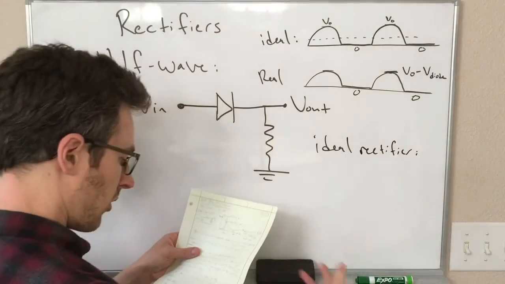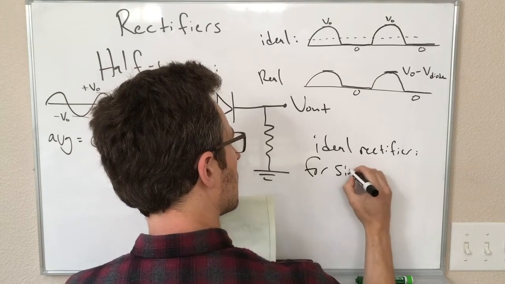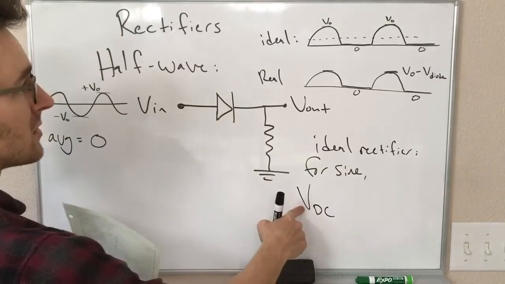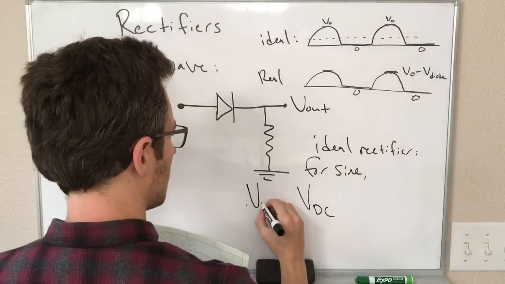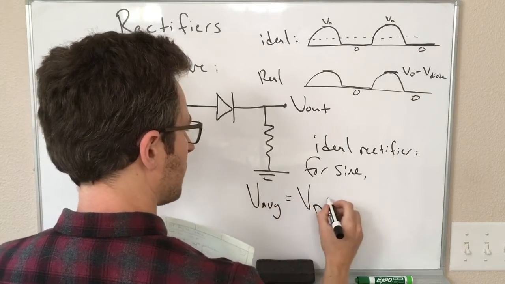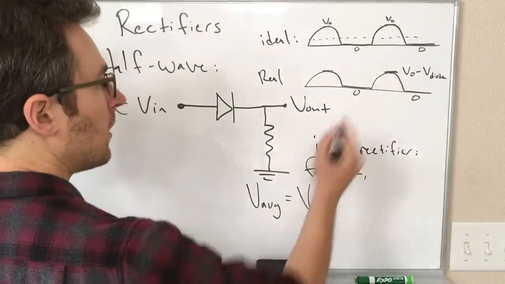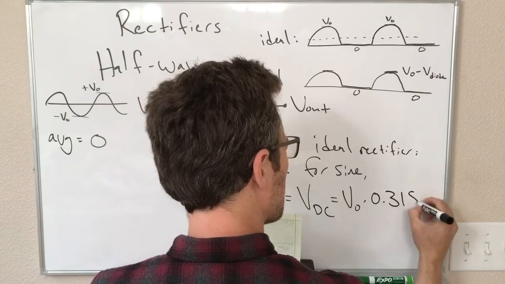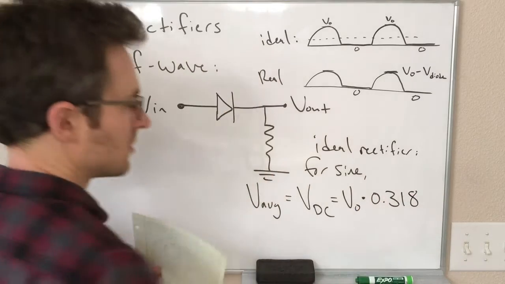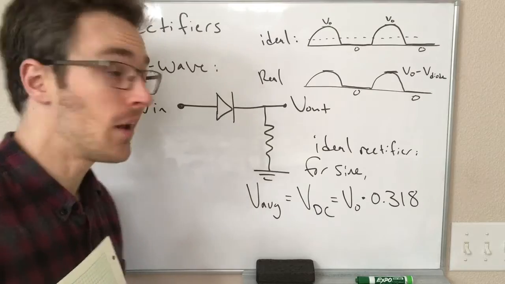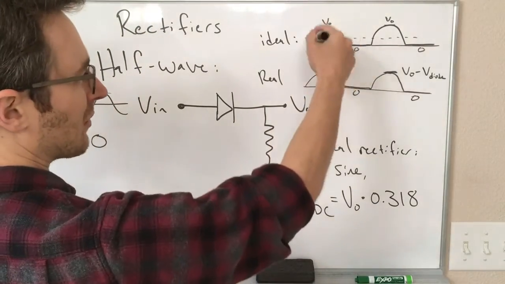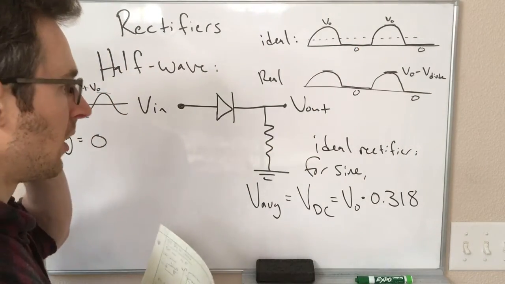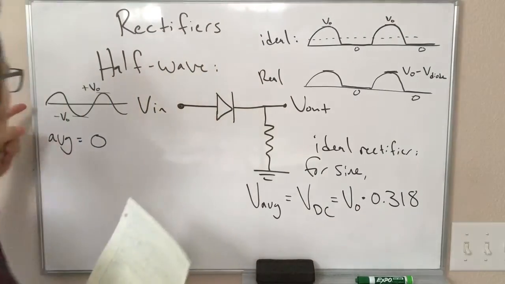So the ideal rectifier for a sine wave, the DC component of the voltage, which is another way of saying the average voltage, is equal to V naught, the maximum, times 0.318, which someone may notice is 1 over pi. And that has to do with how we integrate half of the sine wave over this period.